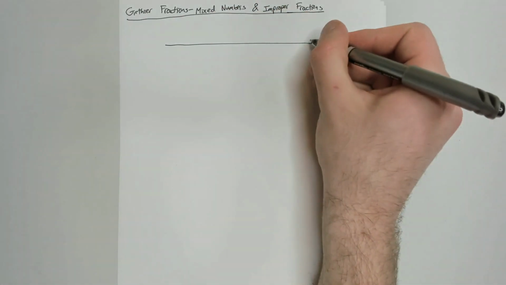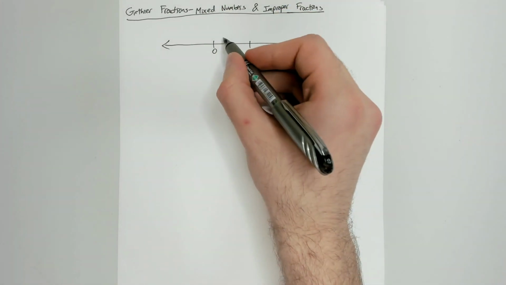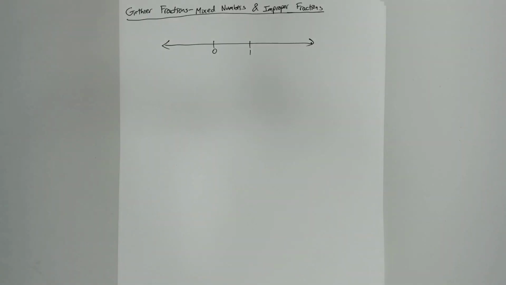In the last several videos, we've been talking about fractions, and unsurprisingly, we're going to continue talking about fractions. But you may have noticed that all the fractions we've dealt with have been exclusively between 0 and 1. We've dealt with nothing else.